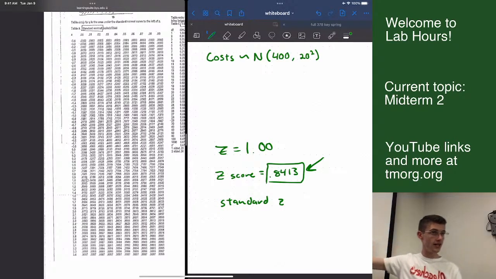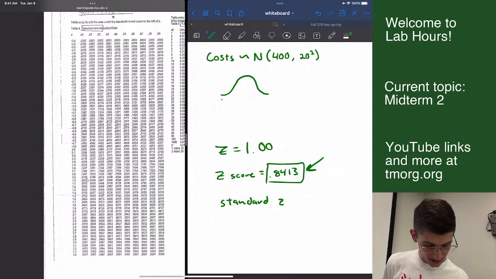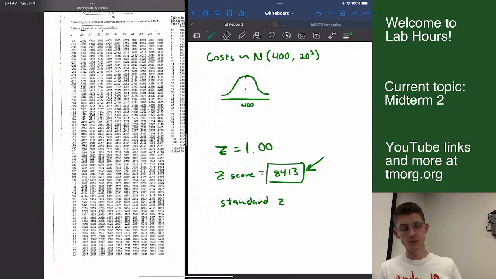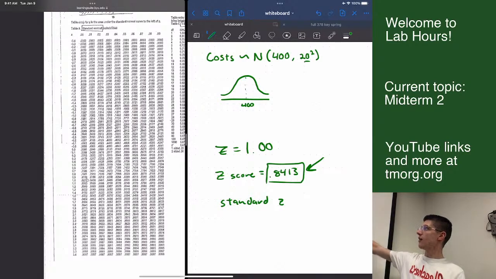No. Why not? Because the normal distribution I'm looking at is not centered at 0. It's centered at 400. And it does not have a standard deviation of 1, which would be indicated by the width of the tails. It has a standard deviation of 20. So this table is not for my company. My company has a different kind of normal distribution.